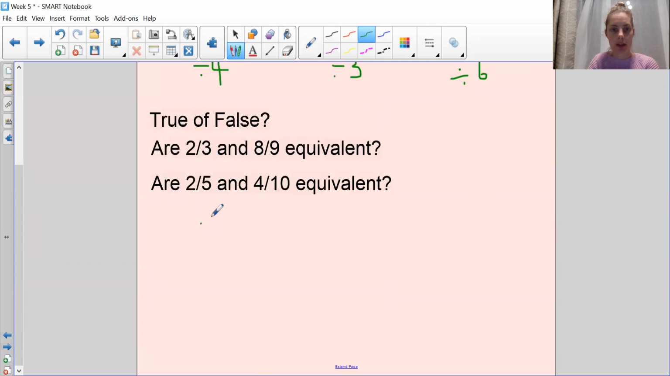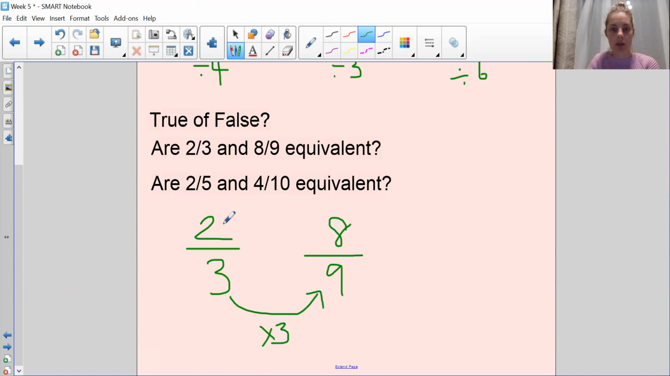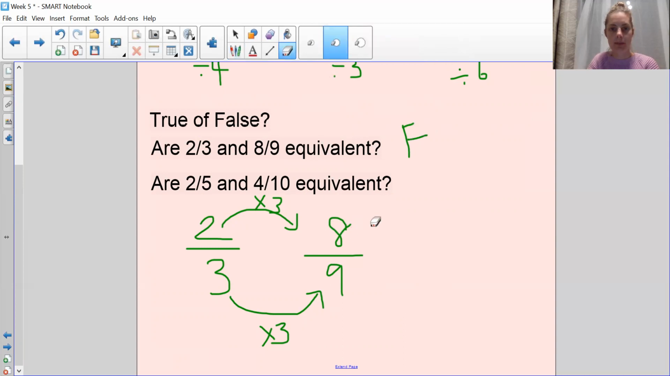True or false? Are these two fractions equivalent? First of all, I'm going to work it out. I'm going to set it up like this, and I'm going to say, first of all, how many times did I go? 3 times what gives me 9? 3 times 3. So whatever I do to the one number, I need to do to the other. So 2 times 3 is 6, not 8. No, it is not. So that is going to be false.